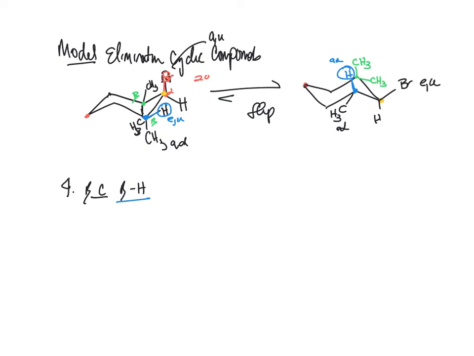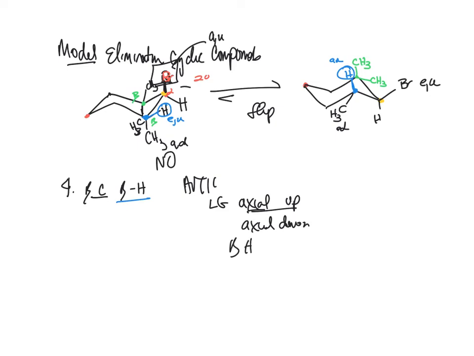Okay, in either conformation, are the Br and the beta hydrogen anti to each other? Okay, the answer is no. So for this to be anti, you always got to have the leaving group on the axial. So your leaving group has to be axial, either axial up or axial down. And then what you're looking for is the beta hydrogen has to be axial up or down depending on the bromine. Here we have it equatorial.